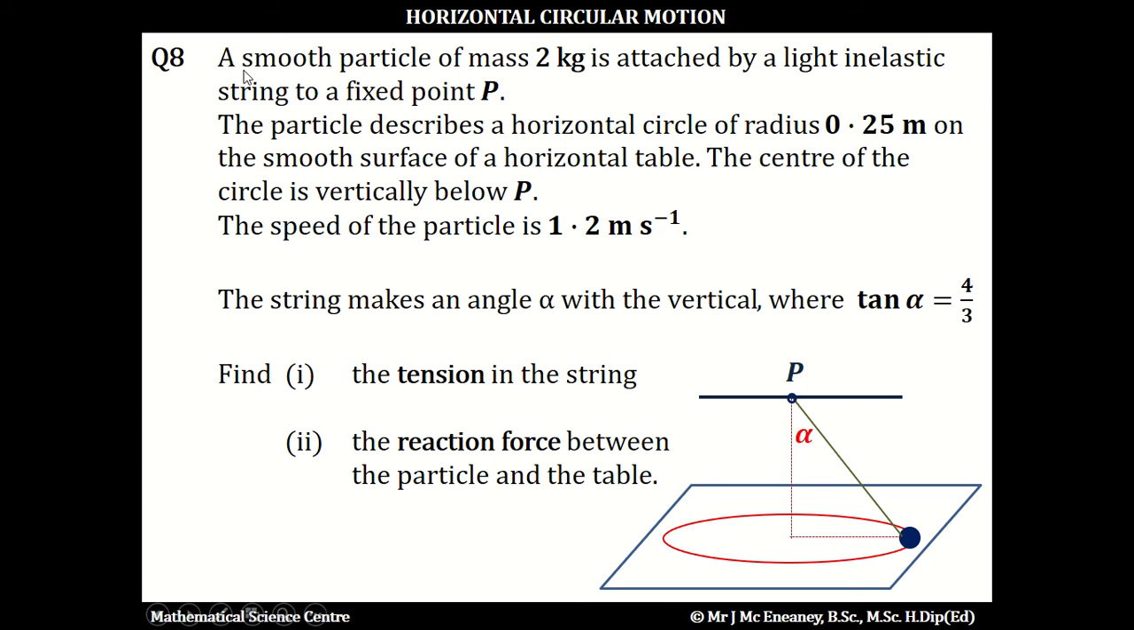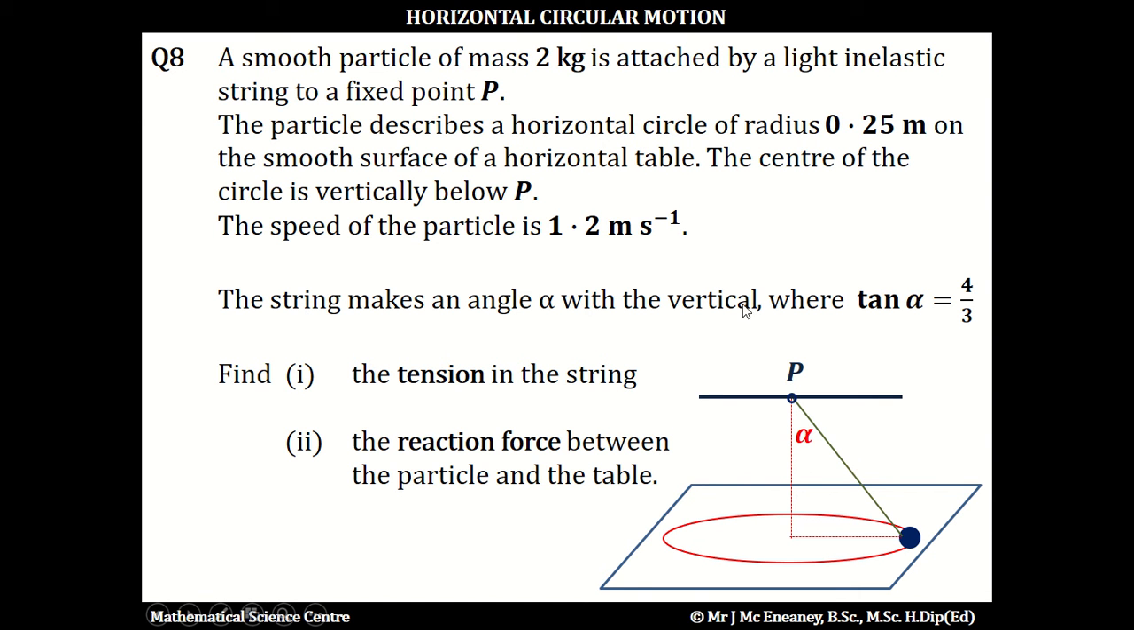Question 8. A smooth particle of mass 2 kilograms is attached by a light inelastic string to a fixed point P. The particle describes a horizontal circle of radius 0.25 meters on the smooth surface of a horizontal table. The center of the circle is vertically below the point P. The speed of the particle is 1.2 meters per second.